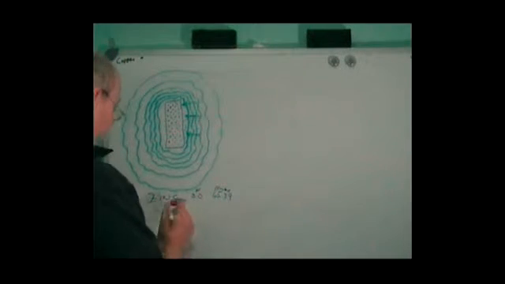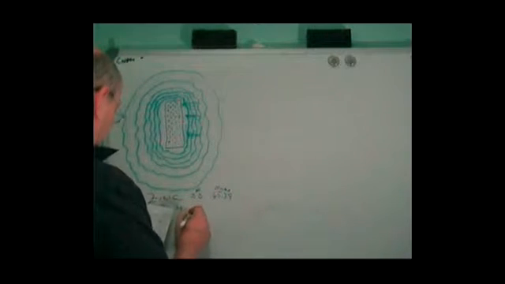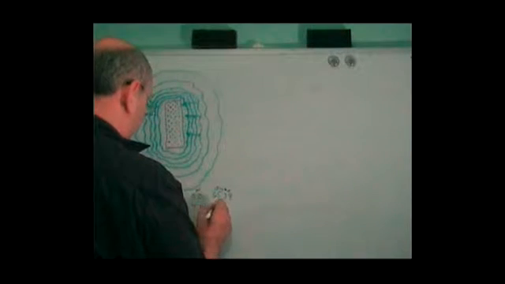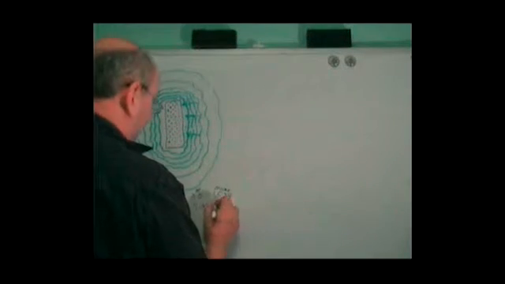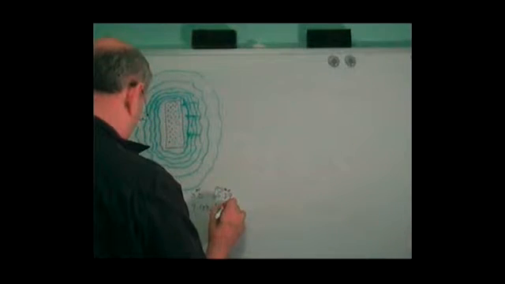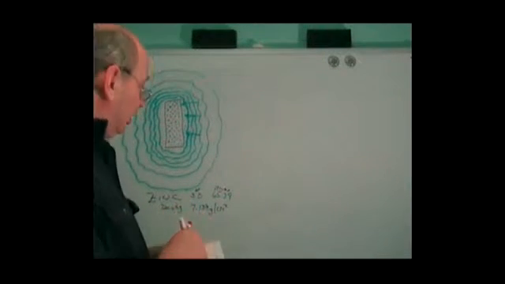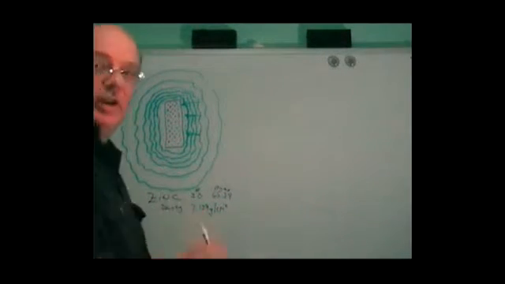Okay, and the density, I'm not sure if you folks can see this, but it's 7.139 grams per cubic centimeter. Okay, so for every cubic centimeter, we got 7.139 grams.